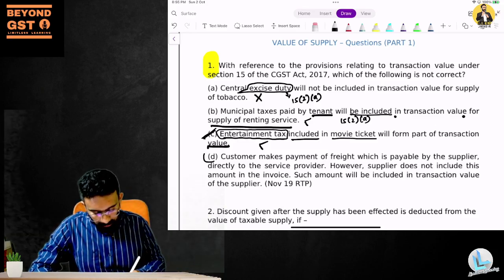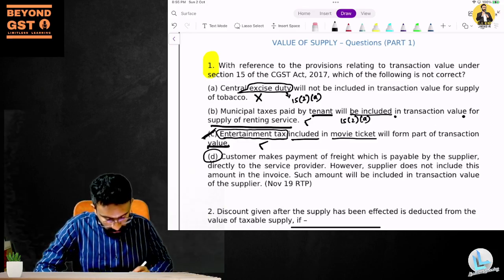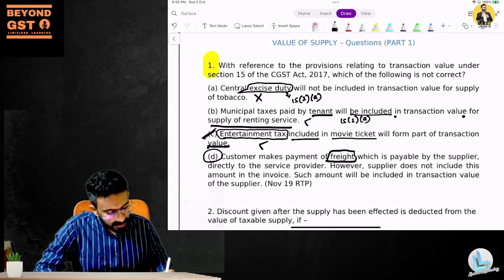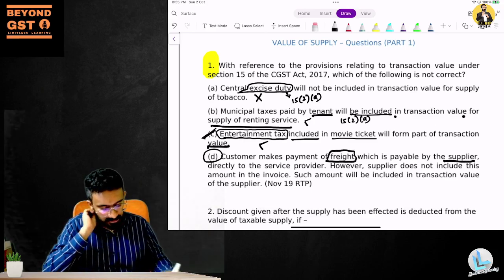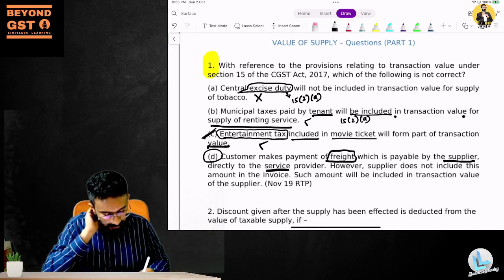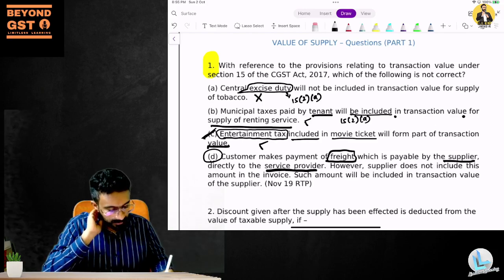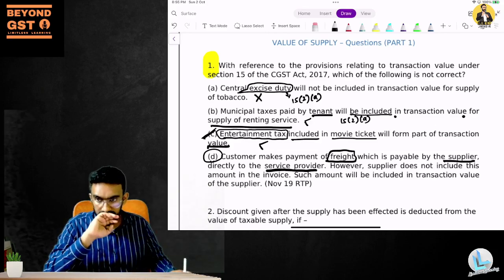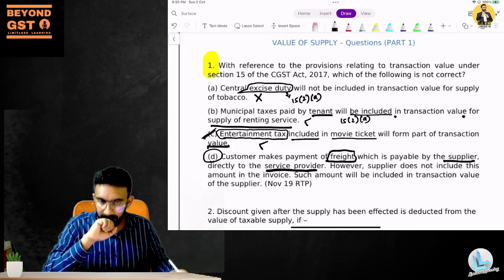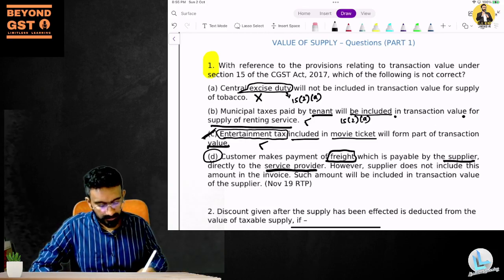Now the third one, the fourth option. Customer makes payment of freight which is payable by the supplier. Supplier was supposed to pay freight and customer makes this payment directly to the service provider. However, supplier does not include this amount on the invoice. Such amount will be included in the transaction value of the supplier. Should it be included in value?